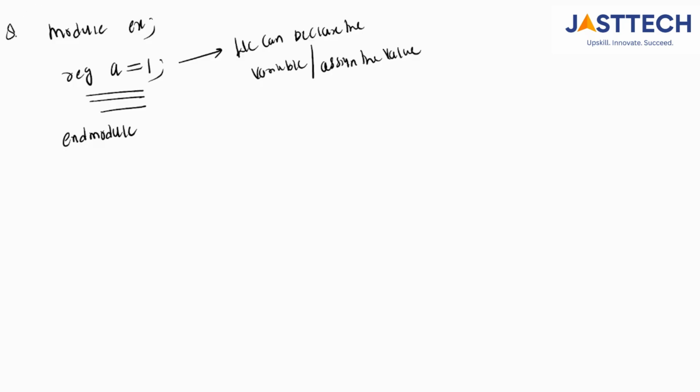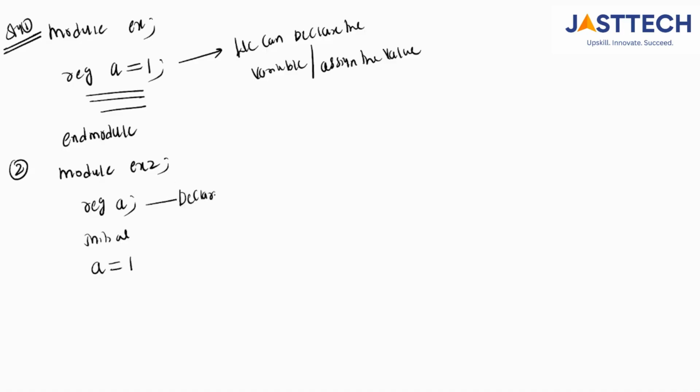Let us take that as style one, one type of representation. And next, we can declare the variable separately. Let us take example 2. I will declare the variable with reg data type, and then initial a equal to 1. So this is nothing but declaration, and the next one is assigning the value. Like this I can do. So there are two types of declarations.